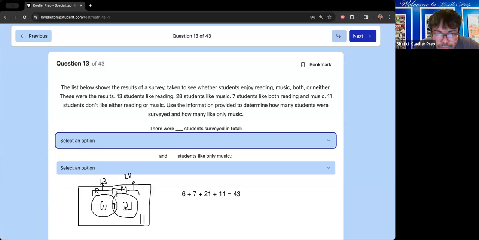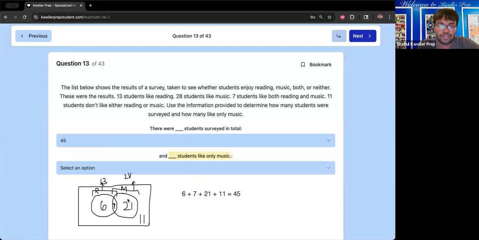6 plus 7 plus 21. 13 minus 7, 6, 28. Okay, there's definitely something wrong with the answer key. Or maybe I just did it wrong. Give me one second, let me figure this out. 7 don't like reading, 28 like music, 7 don't like either. 7 like both. 11 don't like either. Oh, it's 45. Did I just do my math wrong? Oh, my apologies. Okay, whatever I said was right then.